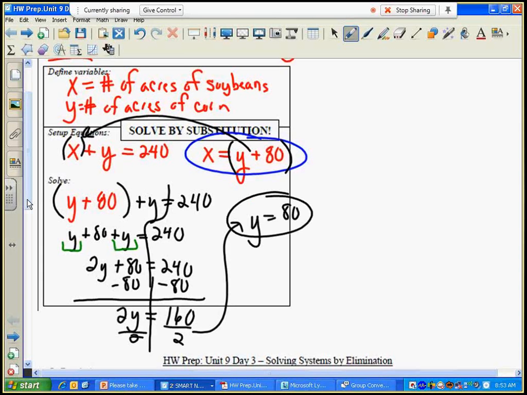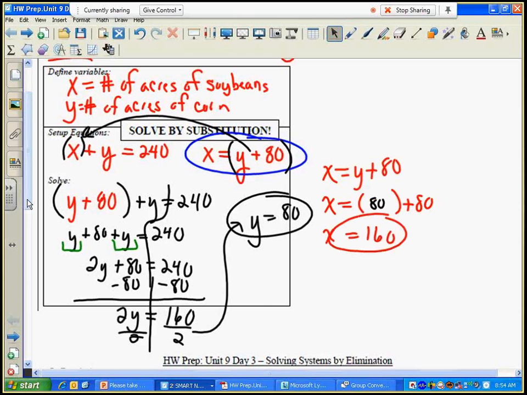Now I want to find out what X is, the number of acres of soybeans. So I'll go back up to the equation that I circled, the isolated variable one. It's telling me that X equals Y plus 80. Well, I just found out that Y was 80, so I'm going to replace that Y with 80. When I add those two 80s together, I get that X, the acres of soybeans, will be 160. And before I leave the problem, I write down my answer as an ordered pair: 160, 80.